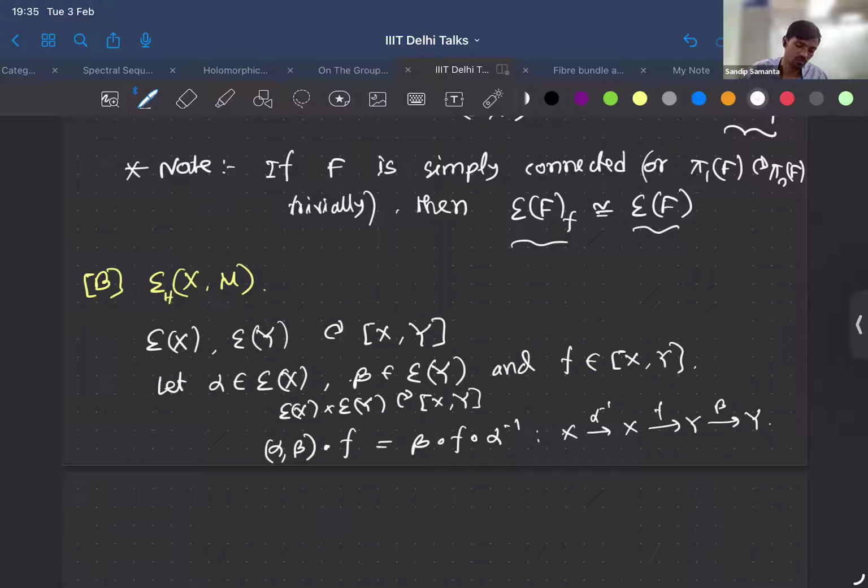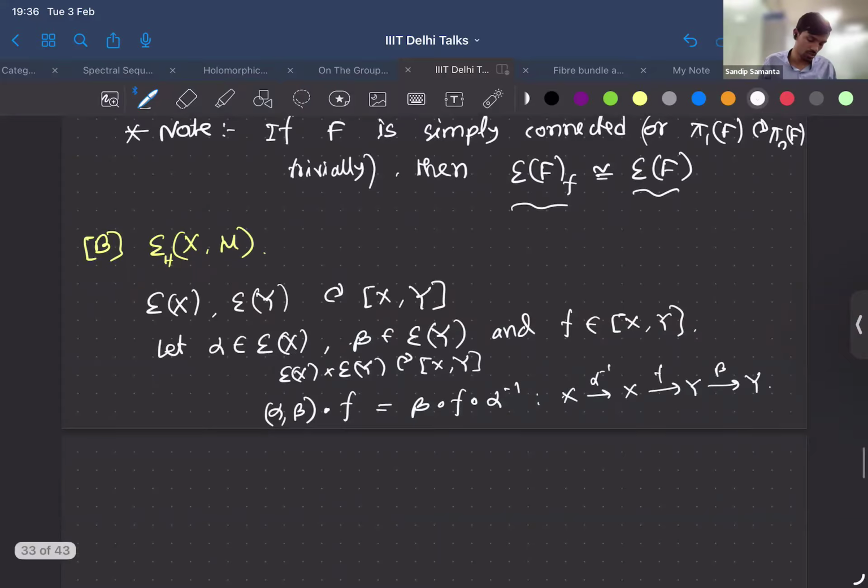So for that reason, because it's acting on the right, I need to take this alpha inverse. But alpha is also a choice in that case. Just for the sake of the property of the group action, we need to take this alpha inverse. So now this set, epsilon x cross epsilon y, acts on this set.